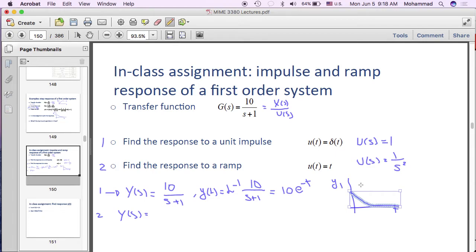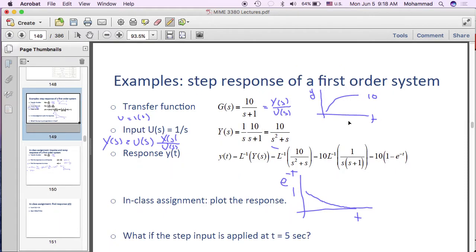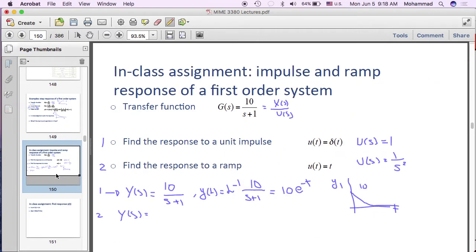So it starts from 10 and goes to 0. That was the impulse response. Now compare that to the step response. See, the step response looks like this. Goes up with the same exponent of negative t. This one goes down with the same.